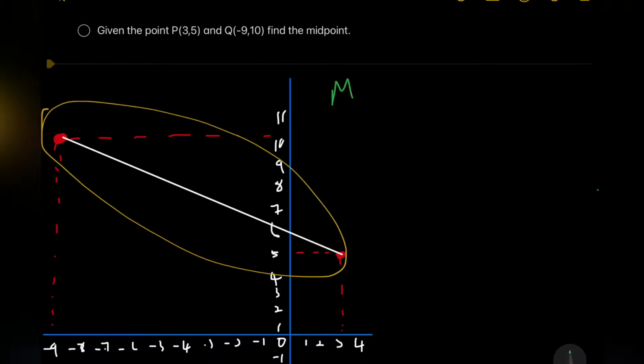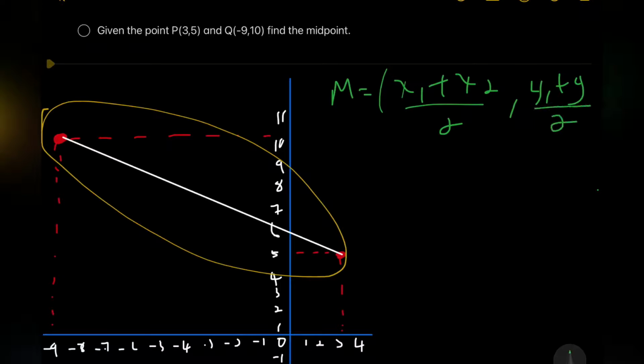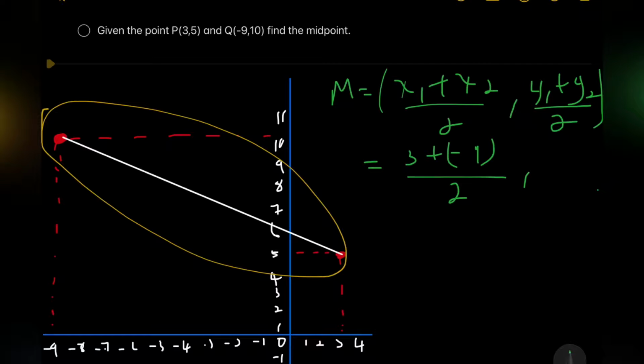So M is equal to, as we said before, (x1 plus x2) divided by 2, and (y1 plus y2) divided by 2. In this example, our x1 is equal to 3, and our x2 is equal to -9. We divide this by 2. y1 is 5, y2 is 10. Divide that by 2.